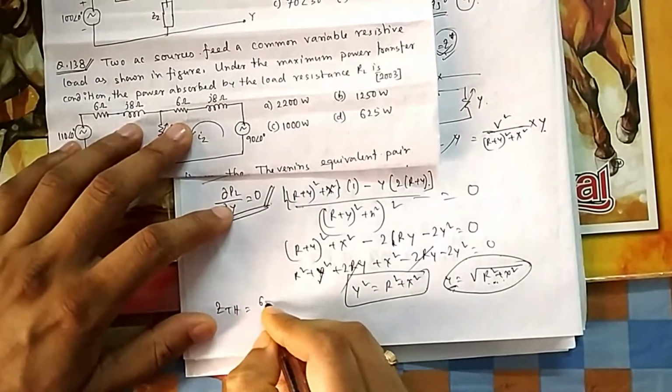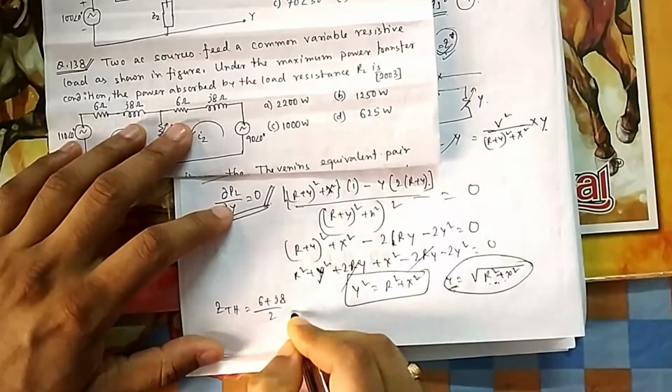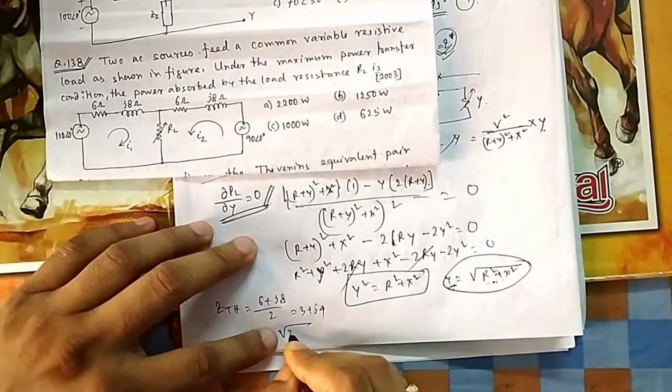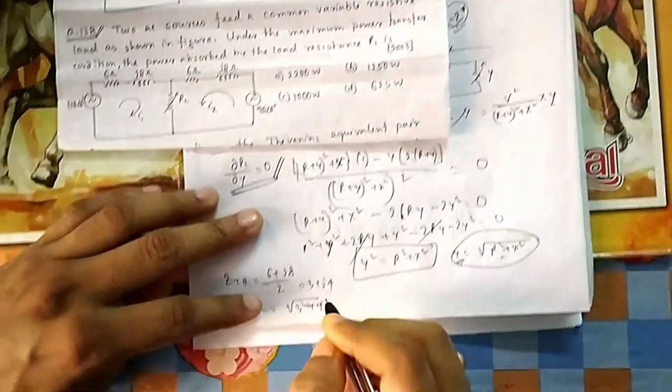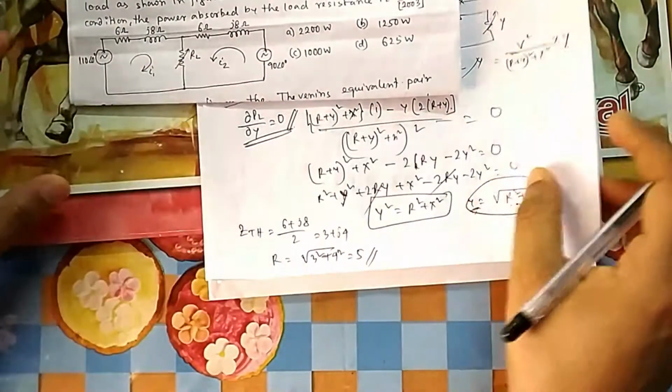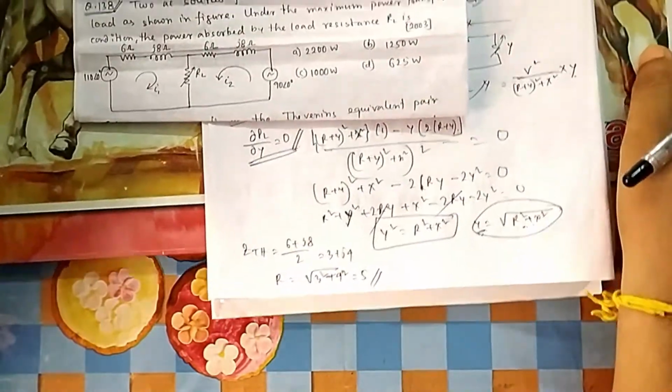So your Thevenin's impedance will be equal to half of this one. These two will be parallel. Parallel means half because they are equal branches. So your R should be equal to root of 3 square plus 4 square, which is equal to 5. So once you know 5, then you can do what they are asking, the power absorbed.